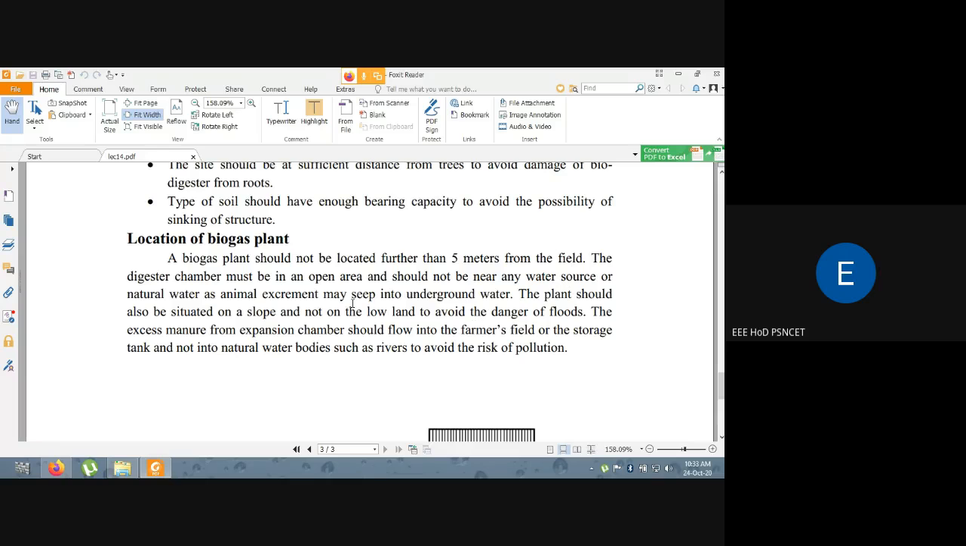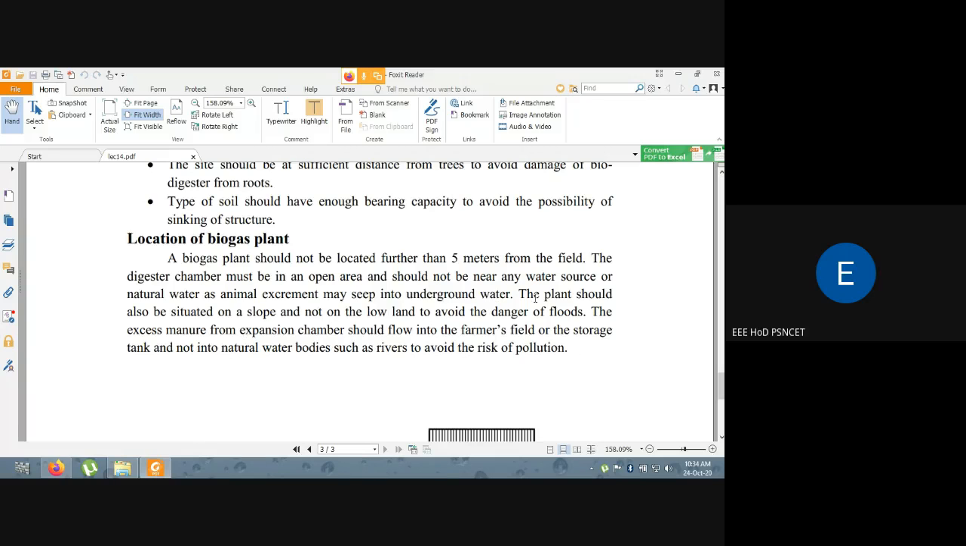Okay, so the plant should be situated on a slope, not on low land, to avoid the danger of floods. What we discussed earlier, it should be placed in a sloped structure. In low land, water will definitely get logged inside that digester. Okay, so the excess manure from the expansion chamber should flow into the farmer's field or the storage tank, and not into natural water bodies such as rivers, to avoid the risk of pollution.